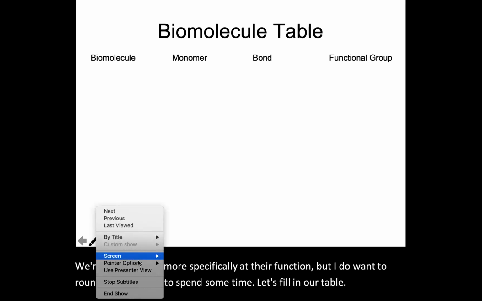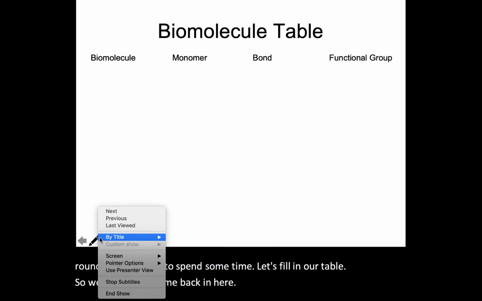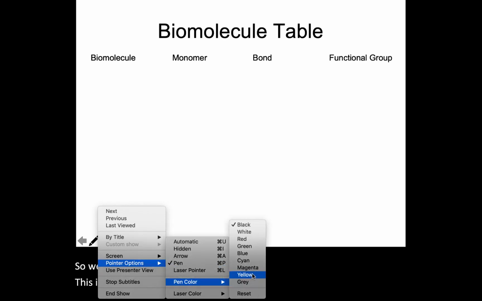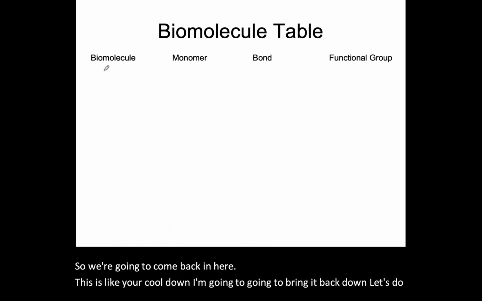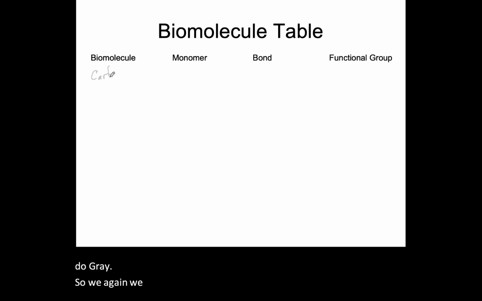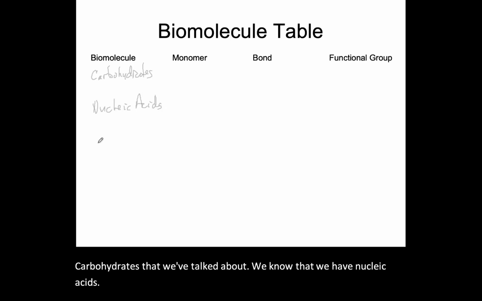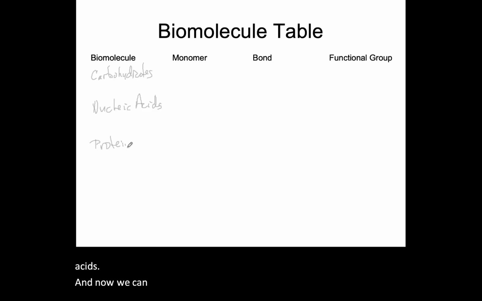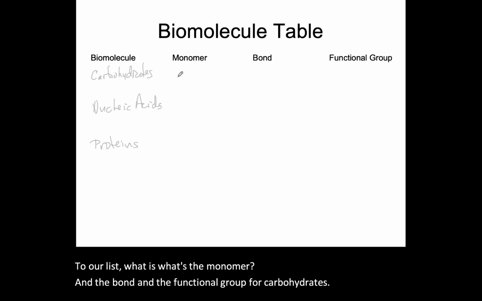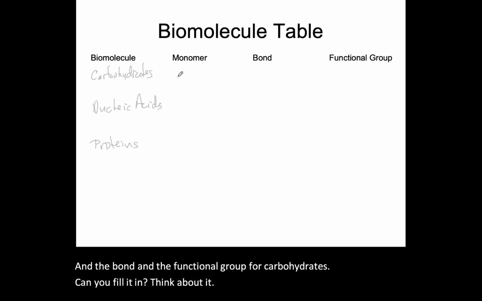All right, so we're going to come back in here. This is like your cool down. I'm going to bring it back down. Let's do gray. So again, we know we have carbohydrates that we've talked about. We know that we have nucleic acids. And now we can add proteins to our list. What's the monomer and the bond and the functional group for carbohydrates? Can you fill it in? Think about it. You've got 10 seconds. Go.